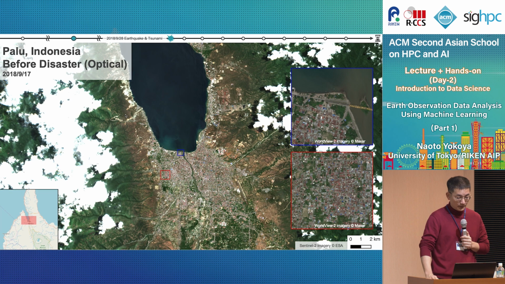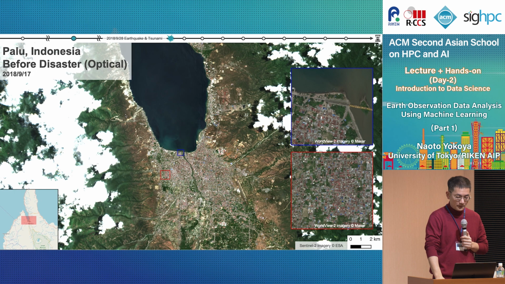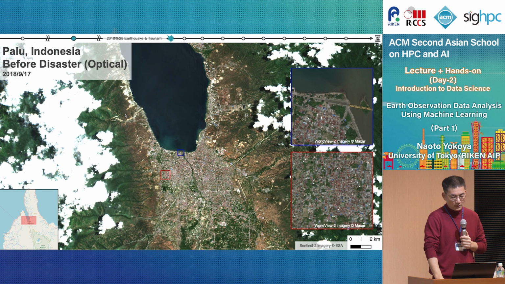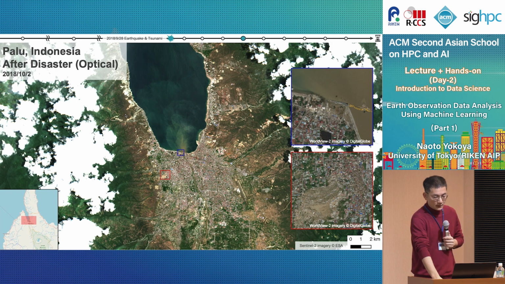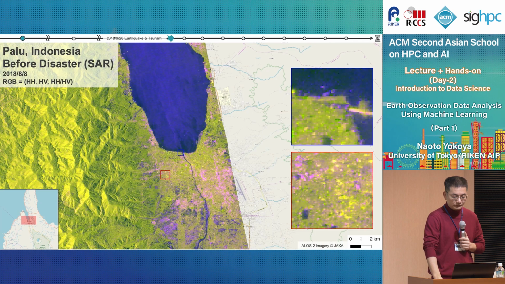The disaster happened in Indonesia. Before the disaster, an earthquake happened, and then a landslide under the ocean happened, and then a big tsunami also happened. So this is before the disaster, and here is after the disaster. Comparing pre and post images, we can analyze the changes and which parts are damaged or destroyed, so that such information can be used for disaster response activities.